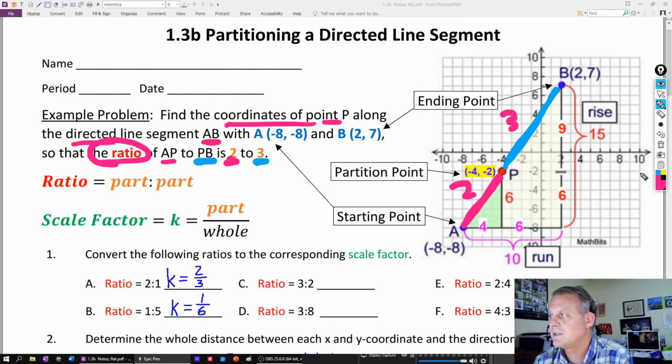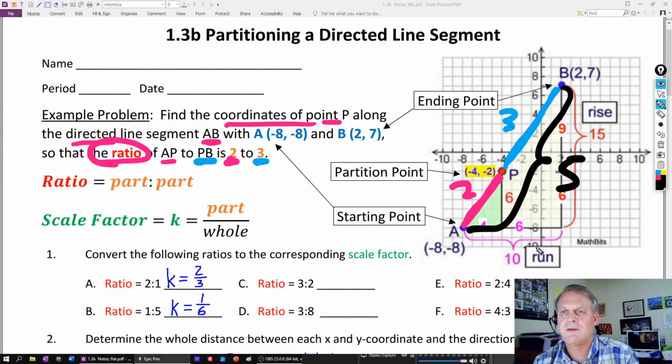Okay, they want us to travel 2 parts with 3 parts remaining. So how many total parts do we have here? We have 5 parts. So you see what we're doing?